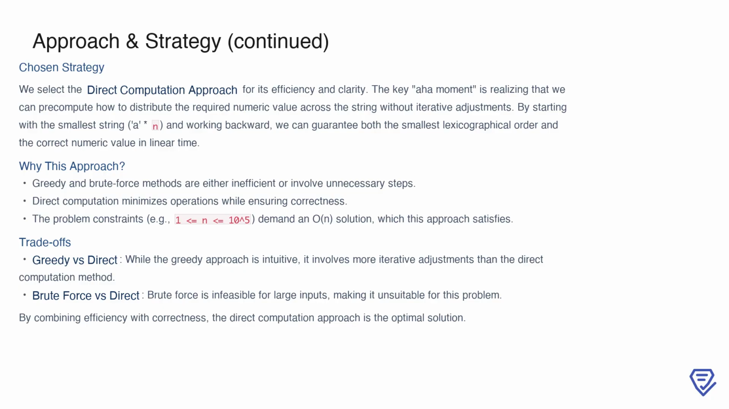This approach stands out compared to the alternatives. While the greedy method is intuitive, it involves more steps than necessary, and the brute force approach is entirely impractical due to its exponential complexity. The direct computation method, on the other hand, minimizes operations and ensures correctness, making it the optimal solution for this problem. It is particularly well suited to handle the problem constraints, such as 1 ≤ n ≤ 10^5, which demand an O(n) solution. By balancing efficiency with correctness, this approach effectively addresses all aspects of the problem.